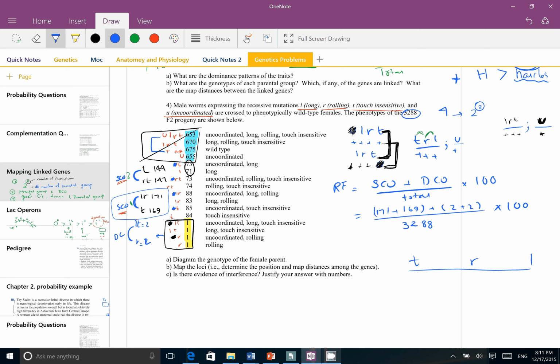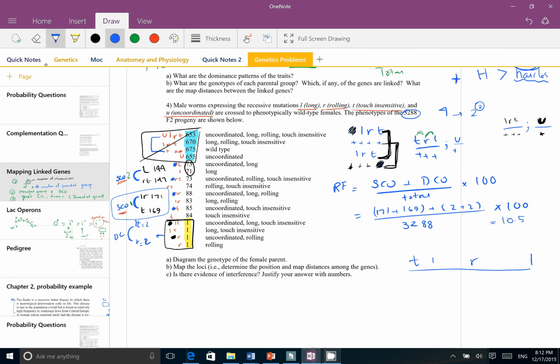So then you calculate the number for that one. Sorry, I should have prepared my calculator. So 171 plus 169 plus 4, divided by 2. So your answer is 10.46. I'll just approximate it, so I'll just say it's 10.5.